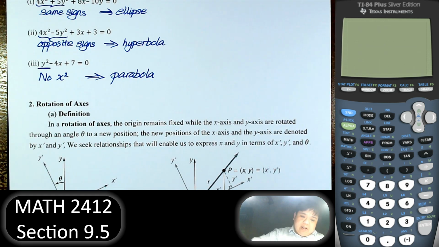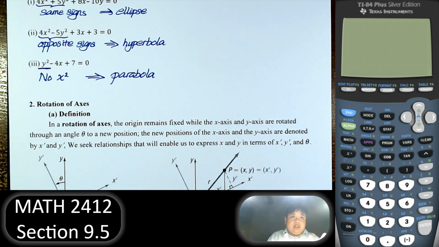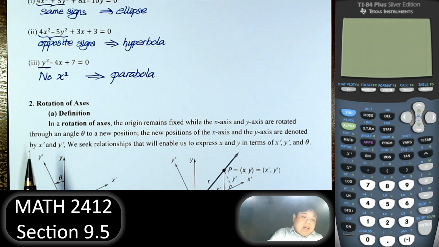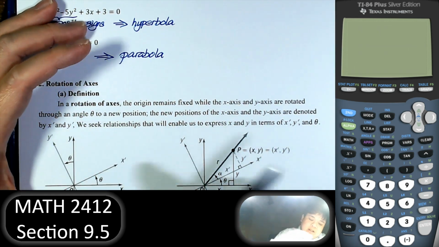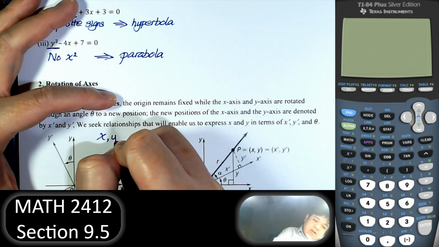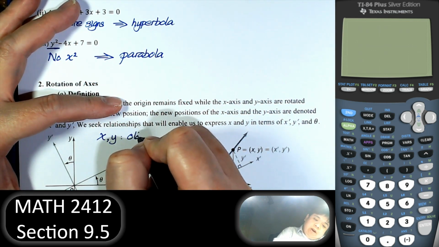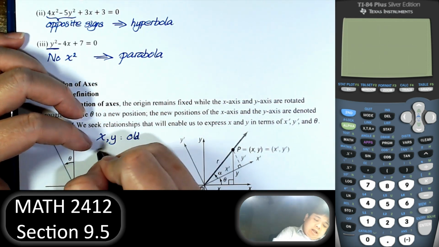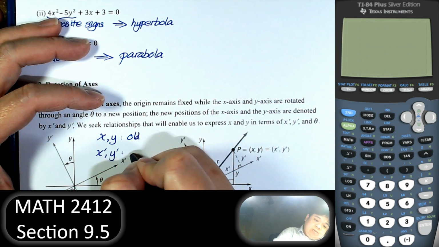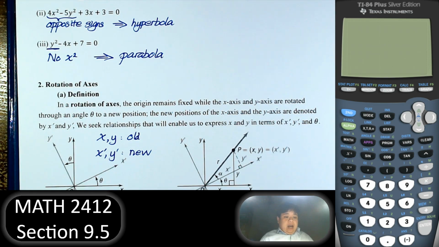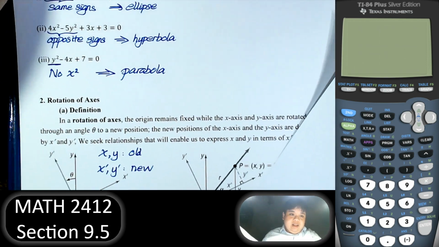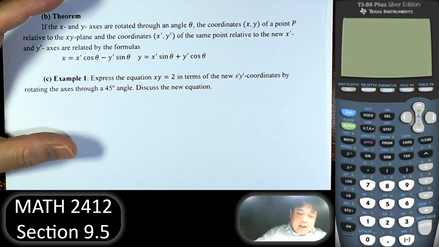Now, originally, there's an x-axis and a y-axis. If those axes rotate, then we will have x prime and y prime. So x prime and y prime will be the new axes. Let's just note this: x and y will be the old variables or old axes, and x prime, y prime will be the new variables or new axes. But in terms of relation, how do we relate the old x and the new x, or the old y and the new y? The relation is going to be this.